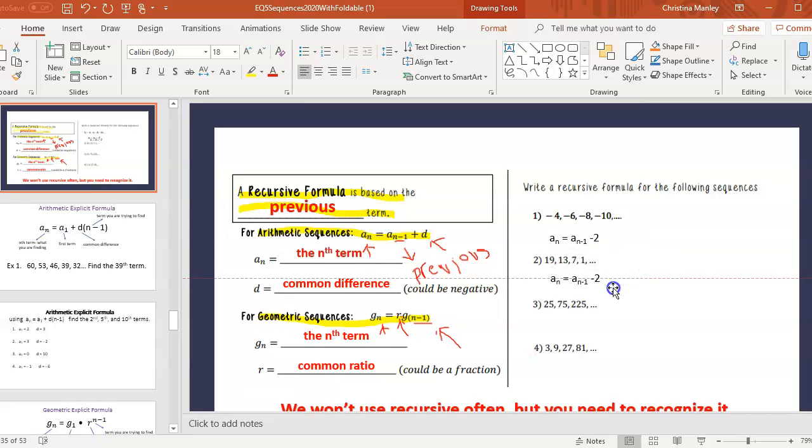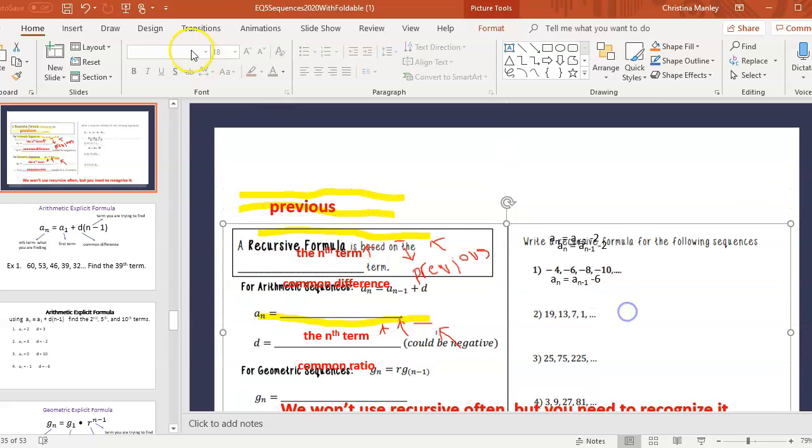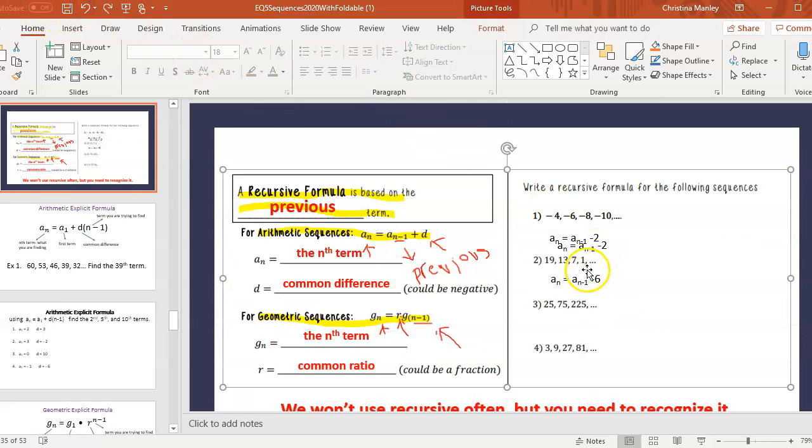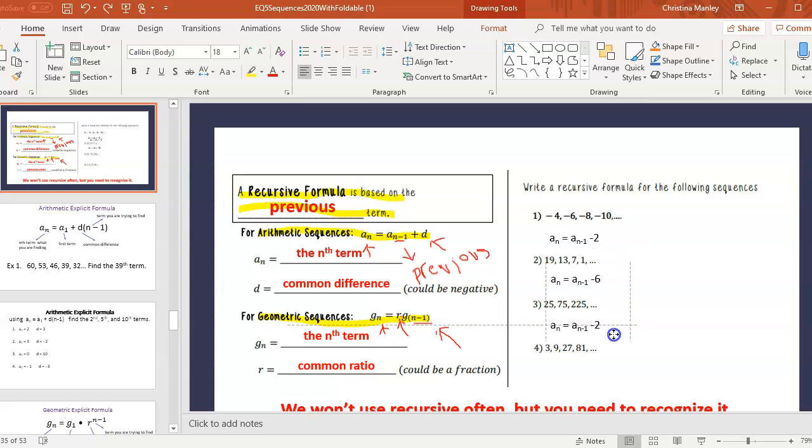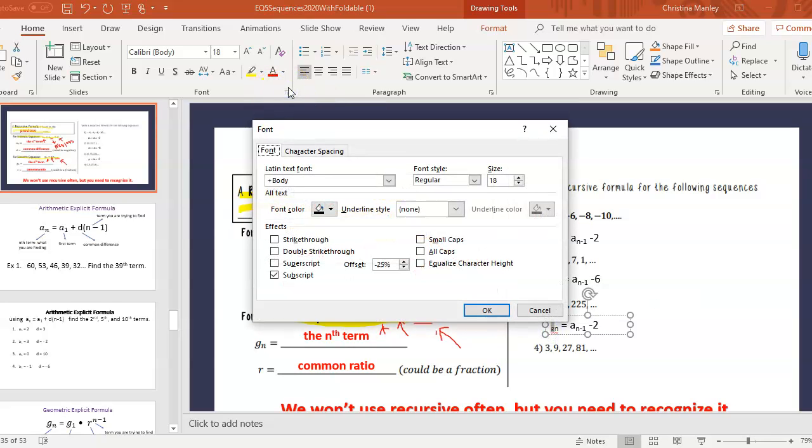For the next one, it was also arithmetic. And when we found the common difference on this one, it was -6. So I'm going to have a sub n equals a sub n minus 1 minus 6. Then the last two were geometric, so I'm going to switch to the geometric formula. Again, sorry, this is a little messier tonight than I usually am, guys. I just totally left that stylus on my desk today.